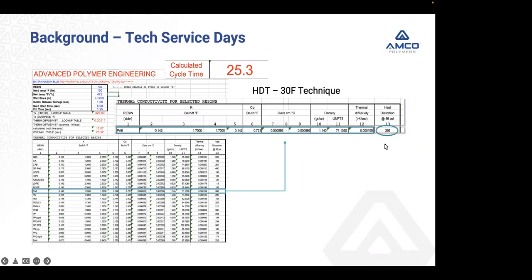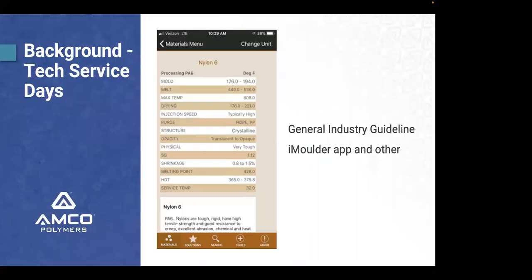And I started thinking, wait a minute, it says I should eject my part at 326. And if I get over 210, 220, my part comes out too soft. There's no way I could eject this part, an unfilled nylon 6, at 326. So I thought, well, maybe my HDT is wrong. There's an app that I have on my phone, an iMolder app. It's a free app. And I looked at the HDT. This HDT here is 365 to 375 degrees. And I'm thinking, wait a minute, that HDT is actually higher than my 356. So even if I subtract 30 degrees from here, I'm still at 335.